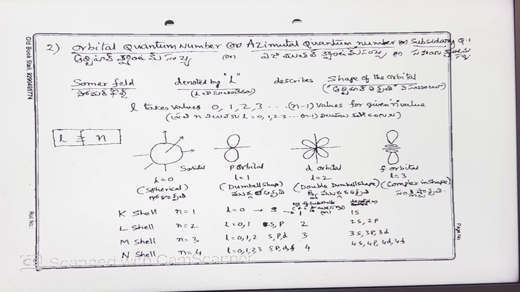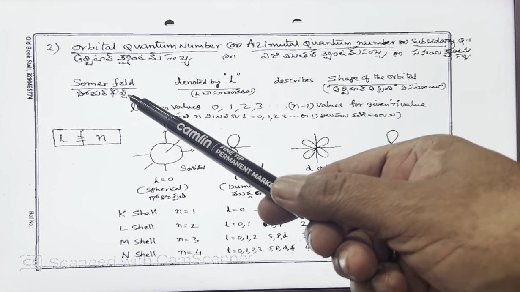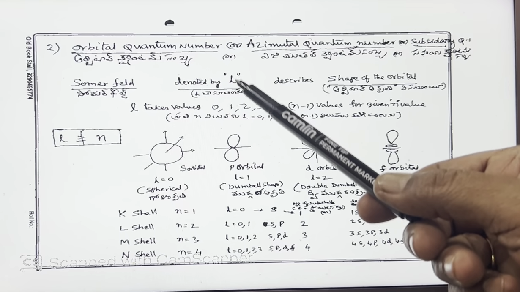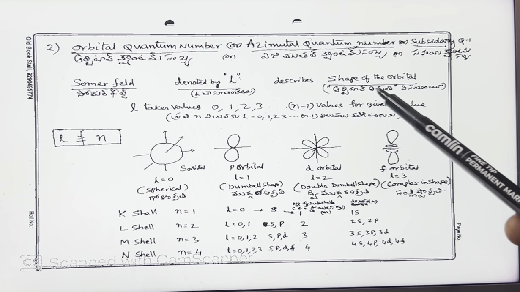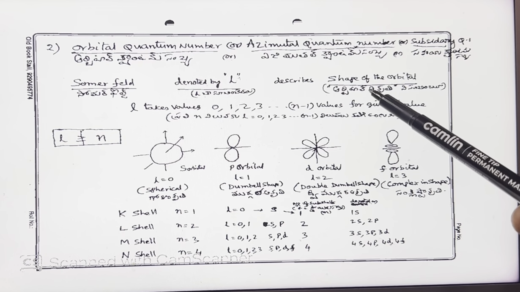Next one is the orbital quantum number, also called the azimuthal quantum number or subsidiary quantum number. Subsidiary means it supports the principal quantum number, so it is called the subsidiary quantum number. It was proposed by Sommerfeld, is denoted by small l, and describes the shape of the orbital.